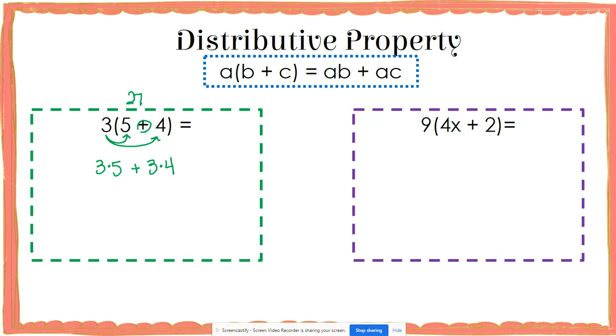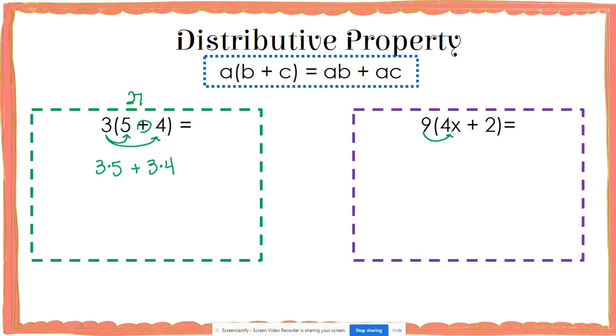Next we have 9 times 4x plus 2. In this problem, you notice that we have a variable. So we cannot combine 4x plus 2 because we don't know what 4x equals. This is why we need to use the distributive property. So I would distribute 9 to 4x.